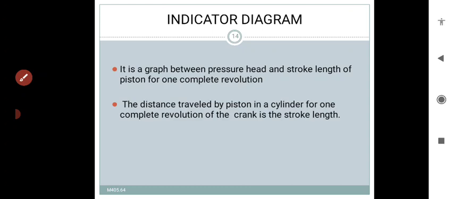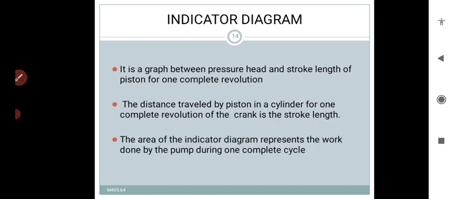It is a graph between pressure head and stroke length of the piston for one complete revolution. The distance travelled by the piston in the cylinder for one complete revolution of the crank is known as stroke length. The area of the indicator diagram represents the work done by the pump during one complete cycle.